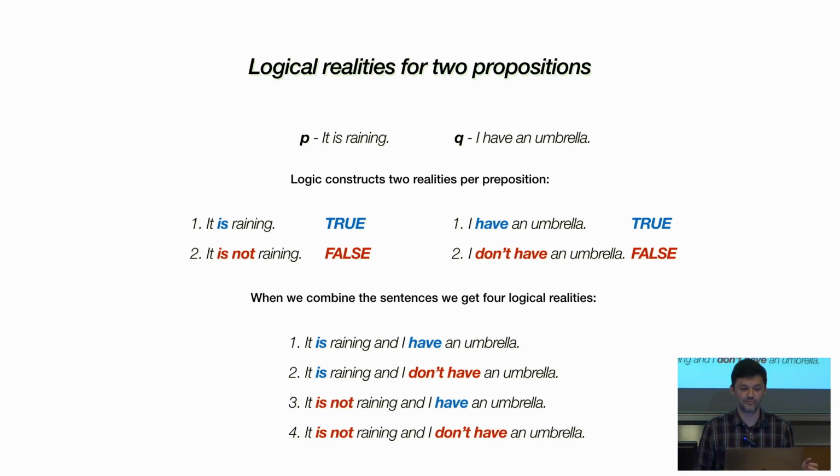In one reality, I do not have an umbrella. Then you can ask, is it raining? And if in this reality it is raining, this will be a true proposition in this reality. In a reality in which it is not raining, this will be a false statement. It is the same for an umbrella.